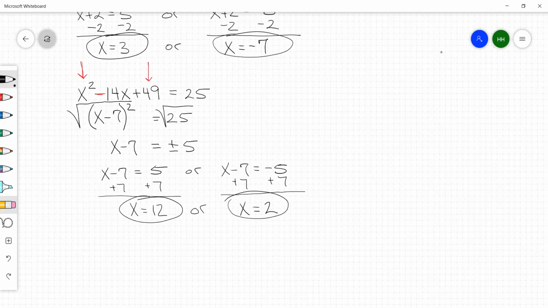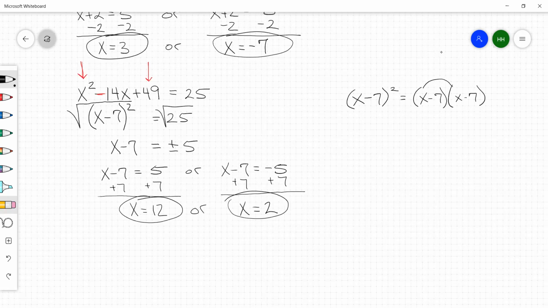Let me show you. If you took x minus 7 squared, that's the same as x minus 7 times x minus 7, right? So what we're doing is we're factoring this trinomial, and we're getting this as the factor. Well, x minus 7 times x minus 7 is the same thing as x minus 7 squared, isn't it? Because it's something times itself.